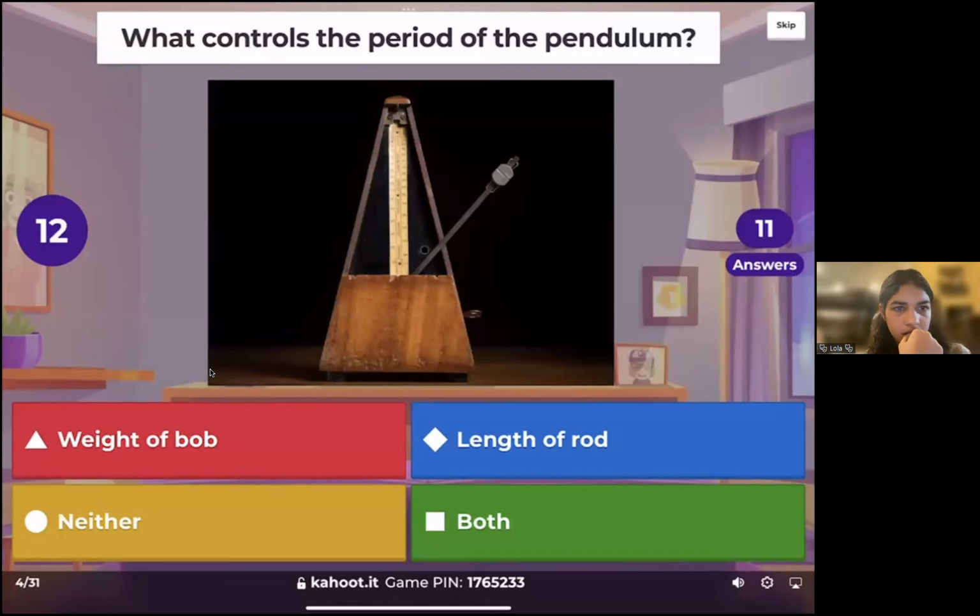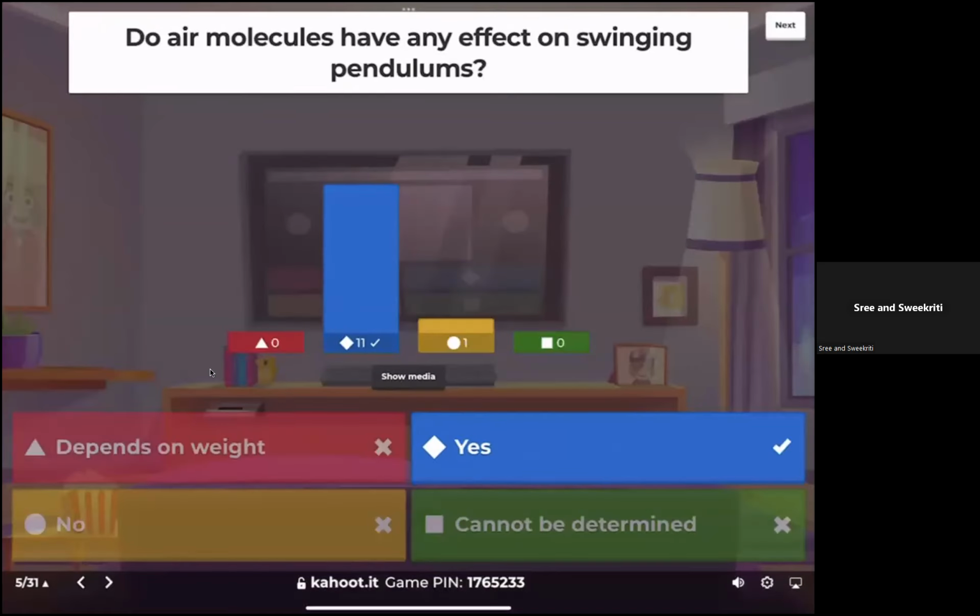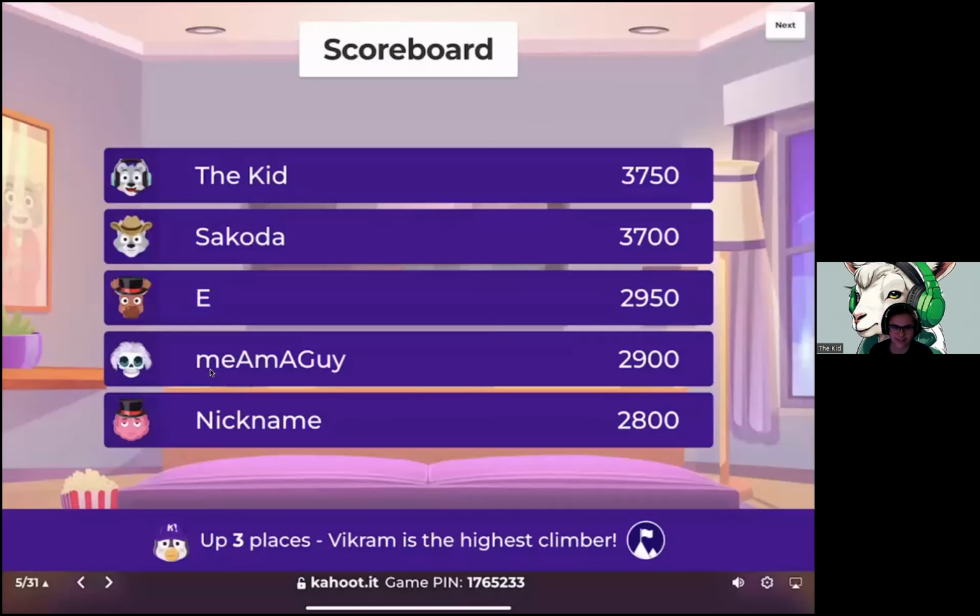What was that? I just glitched. It got it wrong on your screen, Miss Sarah. Do air molecules have any effect on swimming pendulums? Miss Tara's screen froze. Her entire thing froze. Oh, okay, there we go. Yay. Who's higher physics?